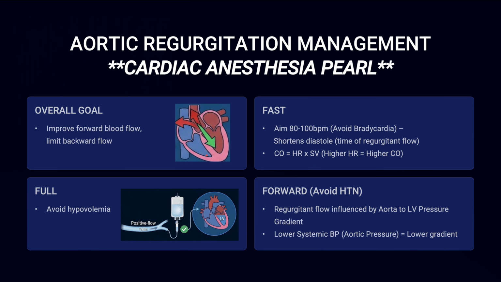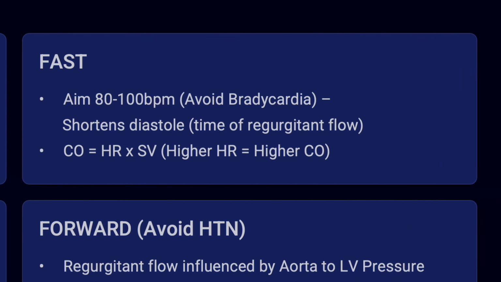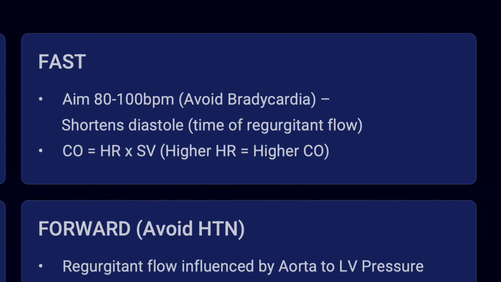Well, this is a side note from TEE, but one of the cardiac anesthesia takeaways from this episode, the overall goal of management is to improve forward blood flow and limit backward blood flow. You do this by aiming for a faster heart rate. You avoid bradycardia by aiming for a heart rate of 80 to 100 beats per minute. This shortens the diastolic period, which is the time of regurgitant flow.